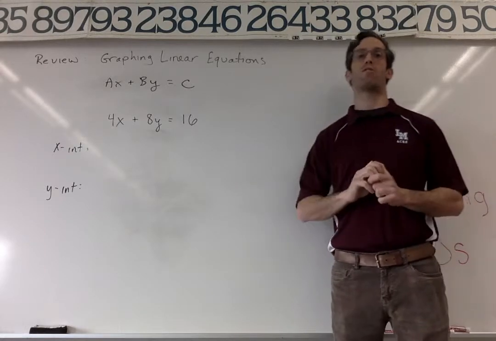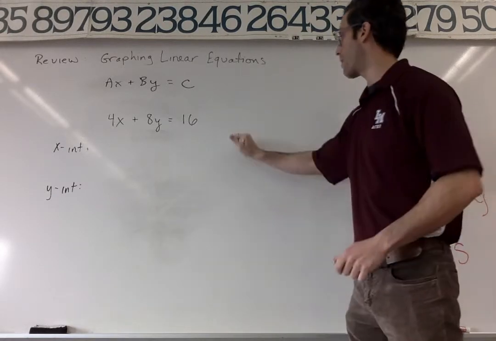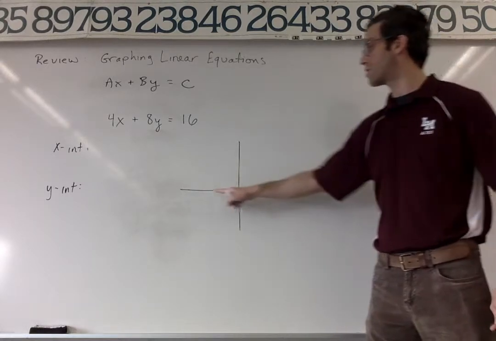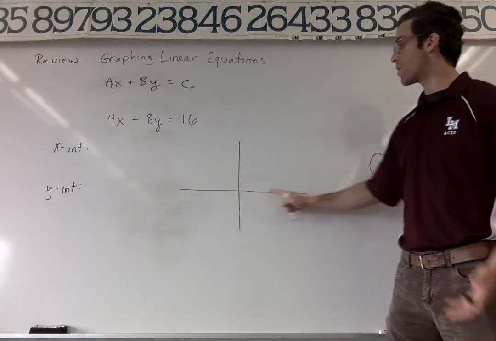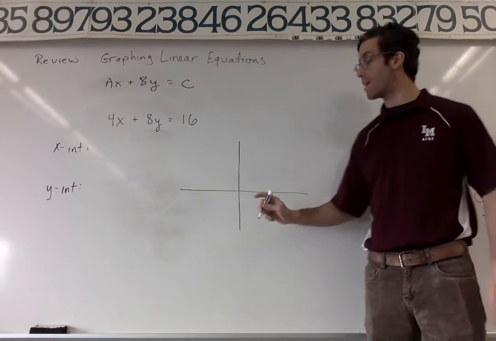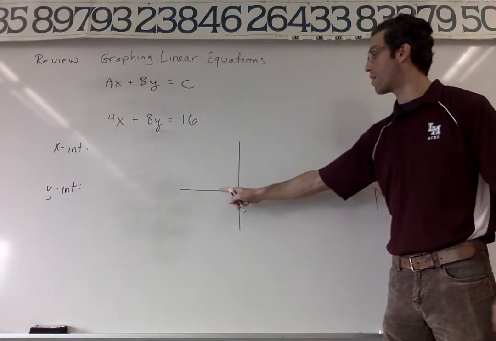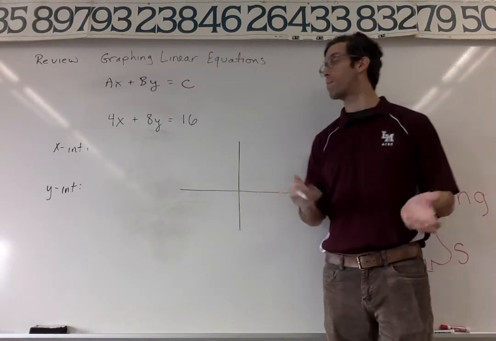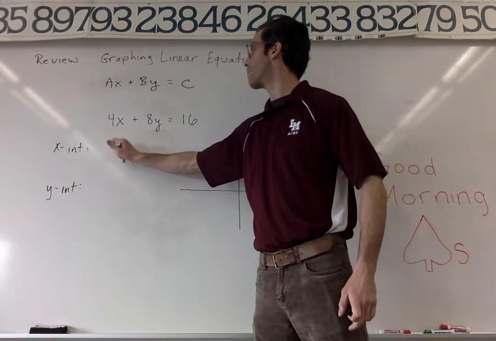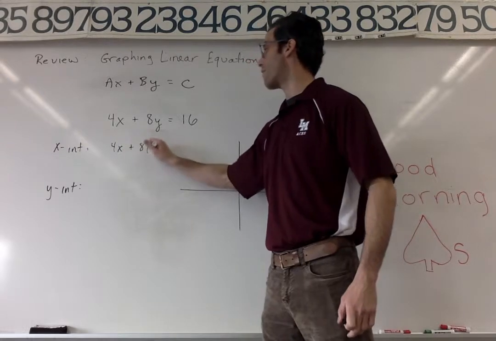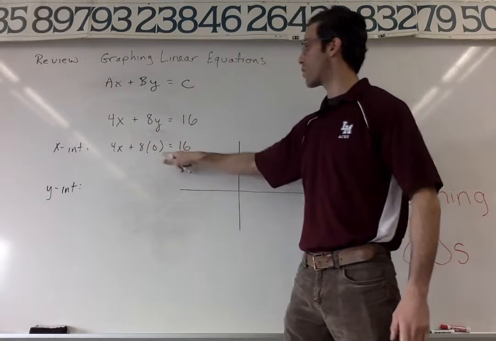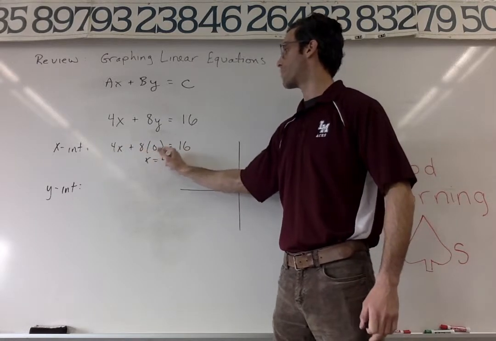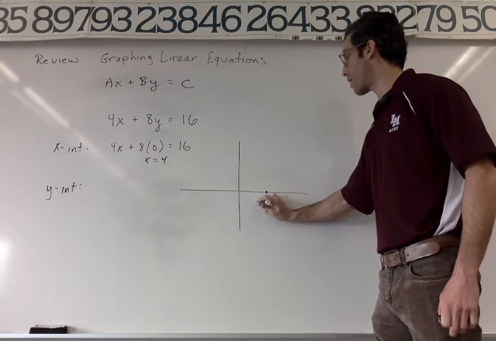Whenever you're asked to find an x-intercept on a graph, think about the graph. The x-intercept is the point on the x-axis where the graph crosses. But anywhere on the x-axis, the y value is 0, right? Any point here might be 3, 0, negative 3, 0, negative 10, 0. Y is always 0. So if you plug in 0 for y and solve that for x, it's very easy. This term goes away. Divide by 4, you get x equals 4. So 4 is the x-intercept. Plot the point 4, 0.